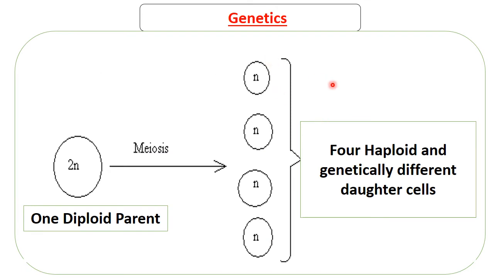So this is a simple illustration of meiosis. We have one diploid parent. When she undergoes meiosis, there are going to be 4 children which are different from her, and they are all going to be haploid, of course. So this is an illustration of meiosis.